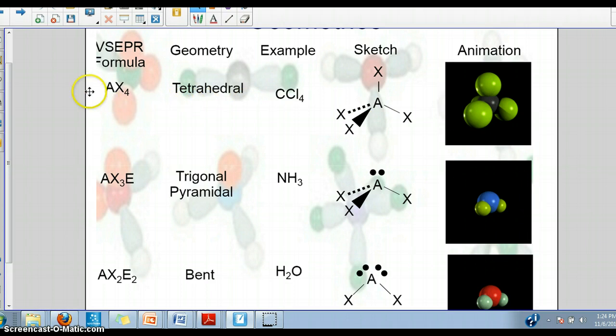Now, if you have an AX4 electron geometry, but you have one lone pair, then that means that you have a trigonal pyramidal. You have an AX3E, okay, where you have these three going down like the base of a pyramid, and this lone pair up here that's going to push the bonds down a little further. And then the last one you can have with an AX4 electron geometry is an AX2E2, which means you have two lone pairs on the central and two bonds going to other atoms. Very common example is H2O.